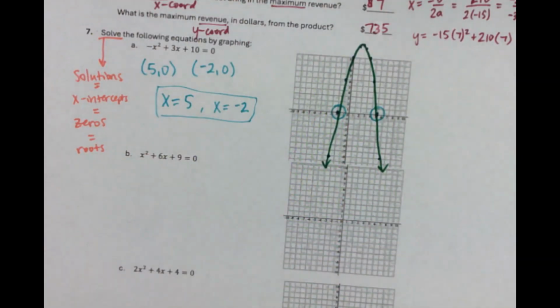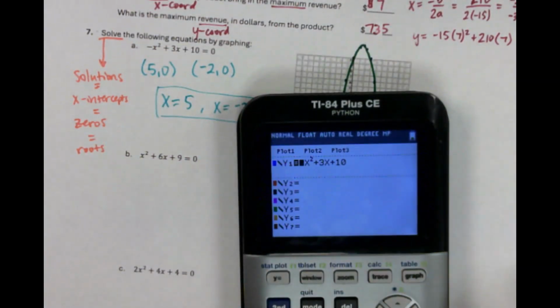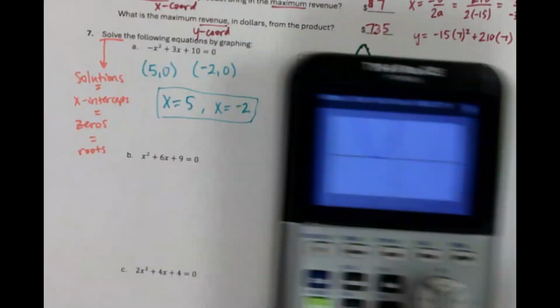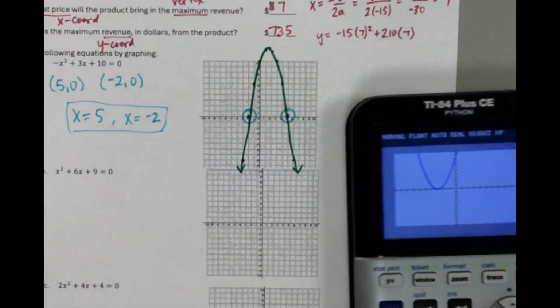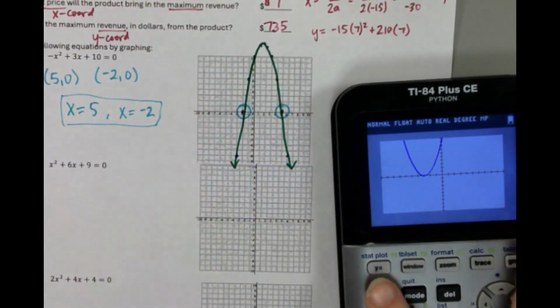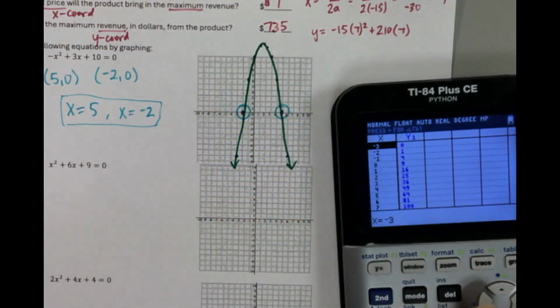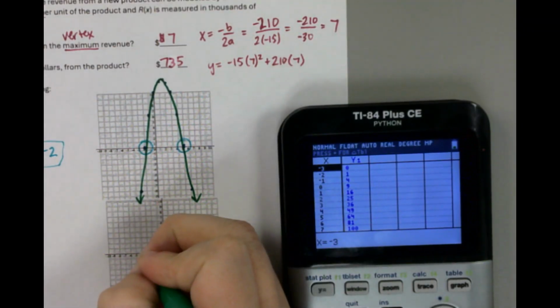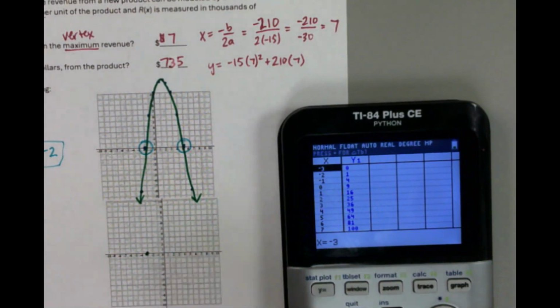All right, next problem, x squared plus 6x plus 9 equals 0. So we want the x-intercept. I can use my table to graph it. Looks like I have the point -3, 0. Hey, look, an x-intercept. -2, 1. -1, 4.